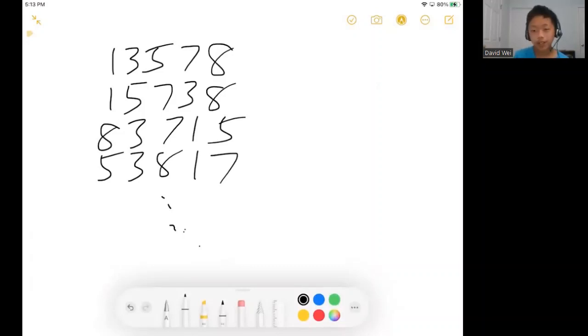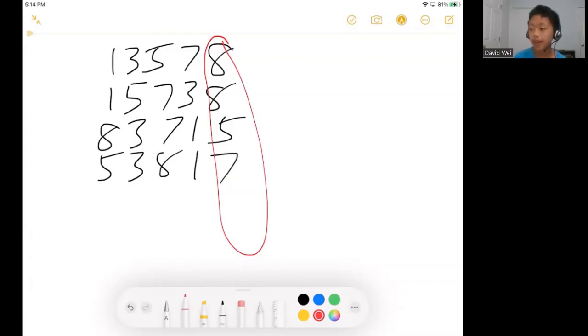So at first glance, this might seem like a very intimidating problem, but it's not as hard as it might look. The idea is that you want to consider each place value separately, right? So we want to first look at this column here, the units digit column, then focus on the tens digit column and so on.